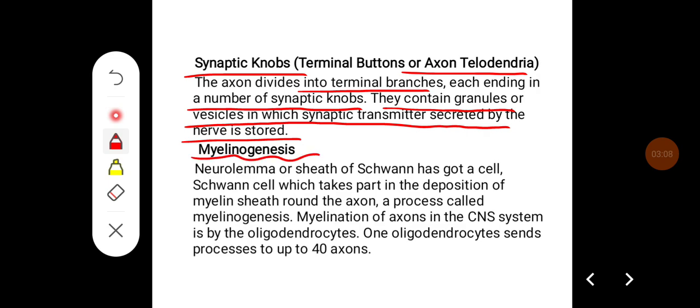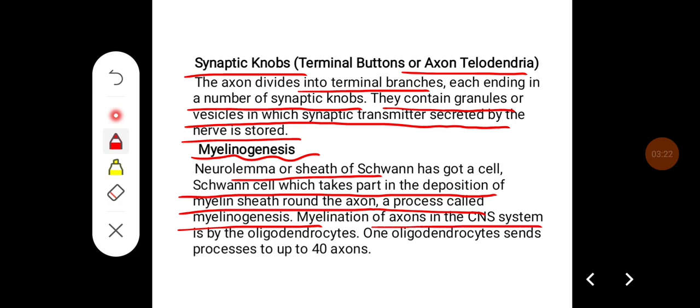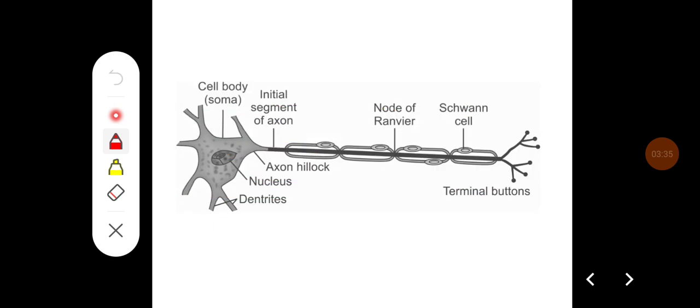Myelinogenesis. The neurolemma or sheath of Schwann has Schwann cells, which take part in the deposition of myelin sheath around the axon, a process called myelinogenesis. Myelination of axons in the central nervous system is by the oligodendrocytes. One oligodendrocyte processes up to 40 axons and forms the myelin around them.